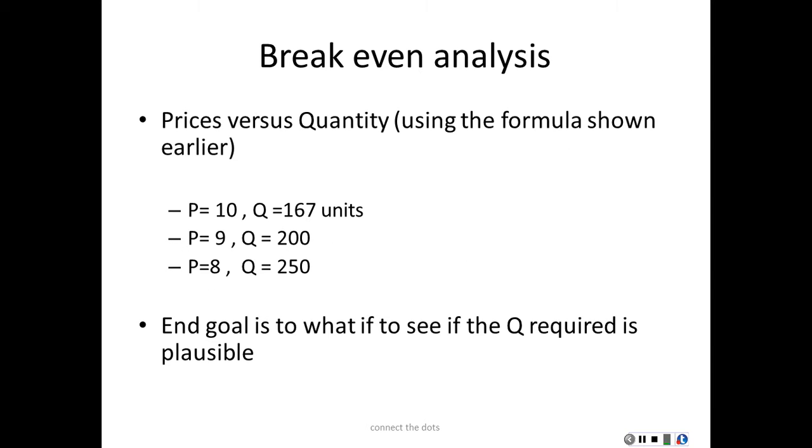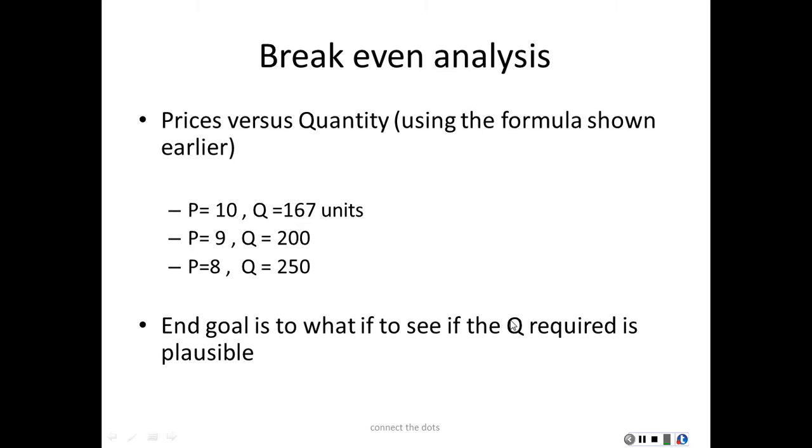up. So we apply the formula again, with P being 10, and the quantity we calculated for break-even was 167. If we lower the price to 9 and apply the same formula, you're going to find that we have to sell 200 units to break even. If you have to further lower the price because maybe the economy is bad or there is more competition, then the quantity Q required to break even is even higher.